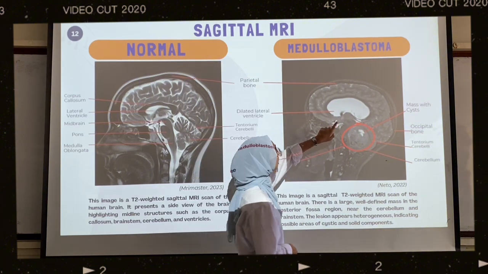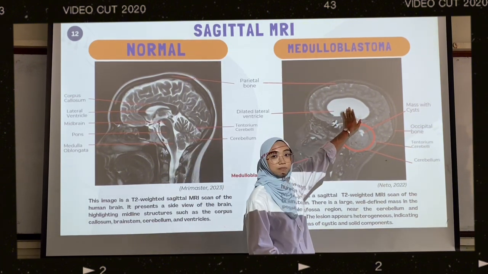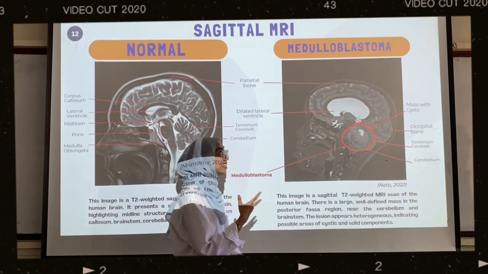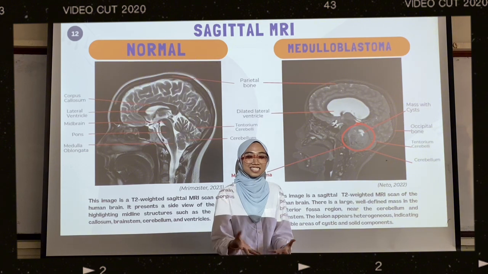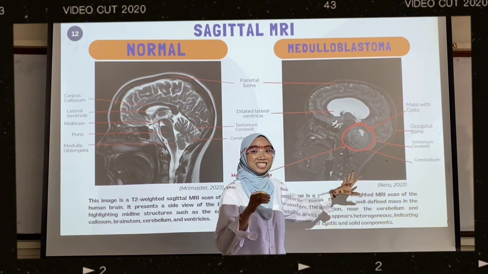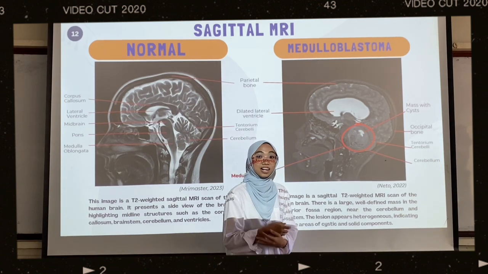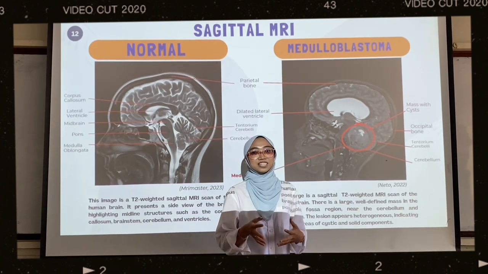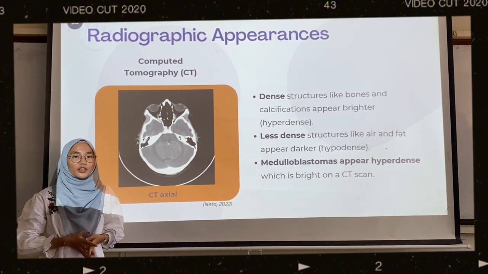As you can see, in the comparison between normal and medulloblastoma, the lateral ventricle here is a bit more dilated than the normal. Okay, so it's suggesting obstructive hydrocephalus. This demonstrates how medulloblastoma can significantly alter the structure and function of the posterior brain. Okay, next I will explain about the radiographic appearance of computed tomography, CT.